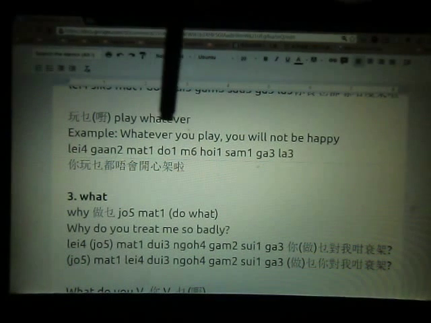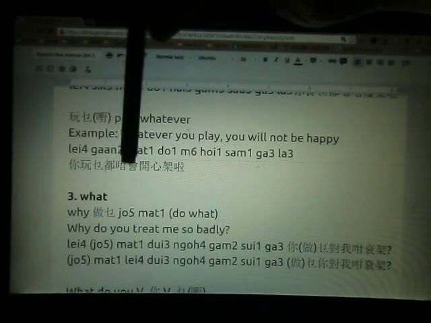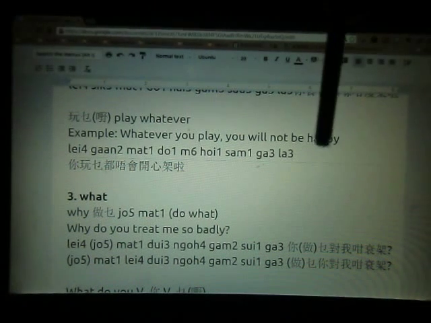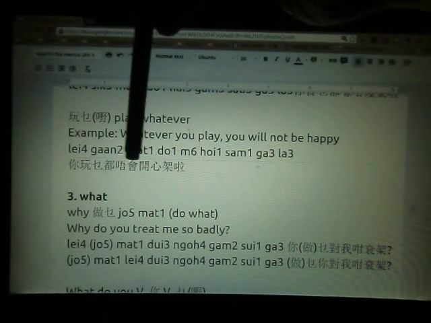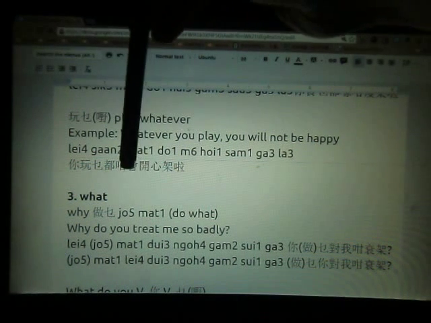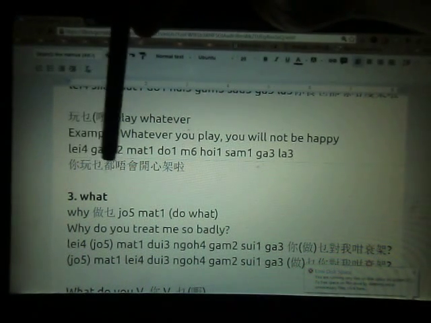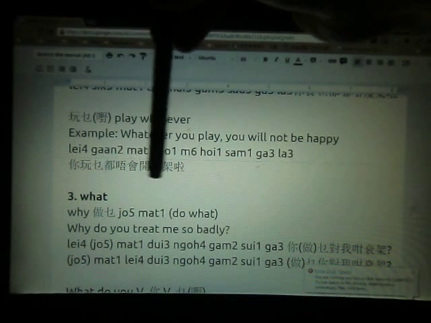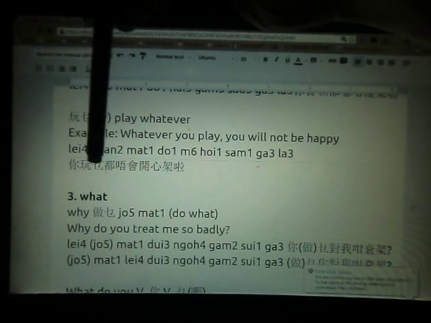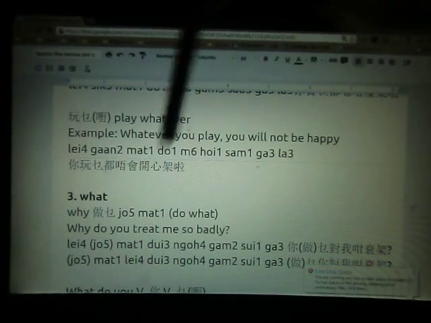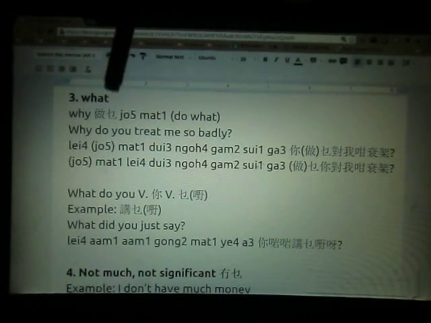Same thing. For example, whatever you play, you will not be happy. 你玩乜嘢 or 你玩乜都唔開心, 唔會開心. 開心 is happy, 唔開心 not happy, 唔會開心 is like the future tense, and 會 actually means has a high chance, a high probability. 你玩乜嘢, you play whatever, all inclusively will not be happy. 你玩乜嘢都唔會開心㗎啦. 你玩乜都唔會開心㗎啦. 開心 means happy.